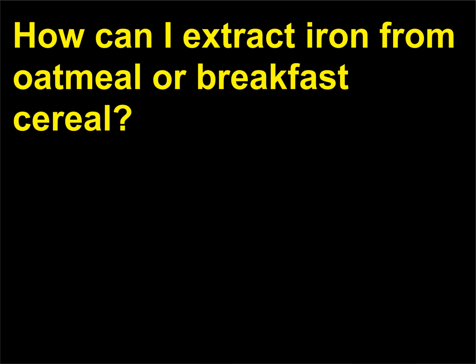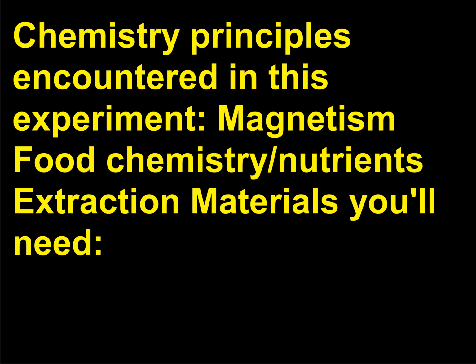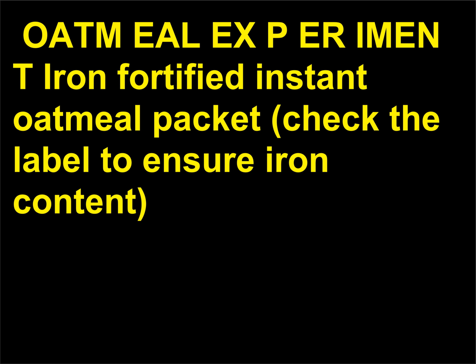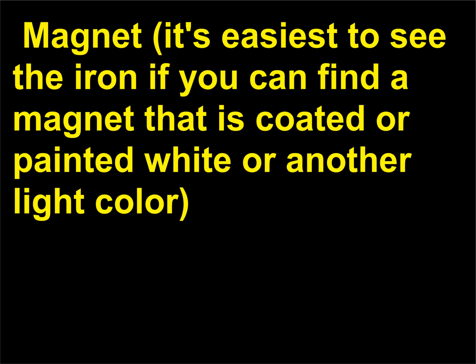How can I extract iron from oatmeal or breakfast cereal? Chemistry principles encountered in this experiment: magnetism, food chemistry, nutrient extraction. Materials you'll need. Oatmeal experiment: iron-fortified instant oatmeal packet, check the label to ensure iron content. Magnet: it's easiest to see the iron if you can find a magnet that is coated or painted white or another light color.